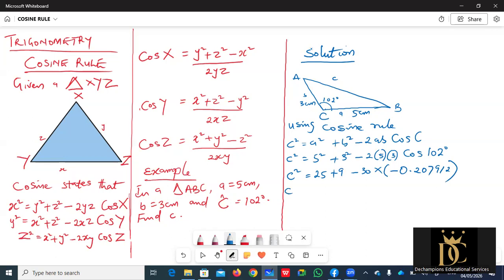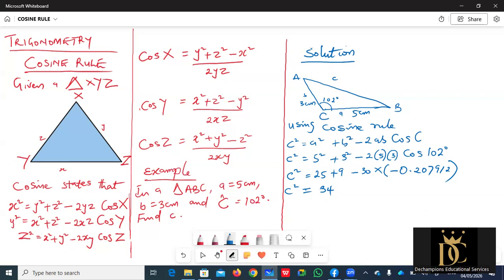So C square will be equals to 29 plus 5, which will give us 34. Then look at this. This minus goes with this 30, and this minus goes with this 0.207912. So you have to multiply these two together.